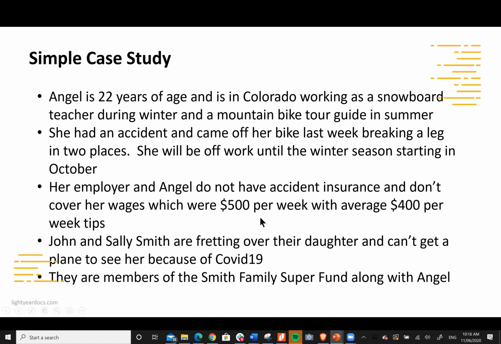Now, John and Sally Smith are obviously fretting over their daughter. They'd love to get over there and go to Colorado, drop everything to see that she's okay, help her out as parents would.